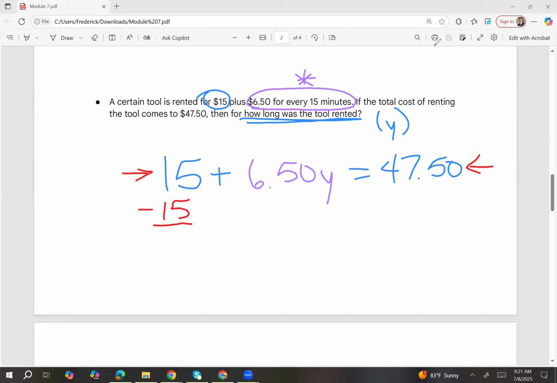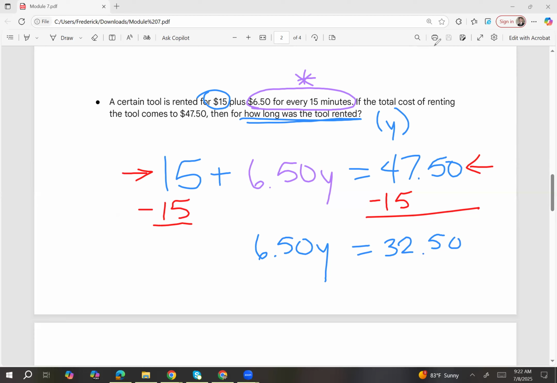I should write that 15 a little bit more aligned with the digits it would correspond to there. And doing that operation on the right gives us 32.50. You can do that in your calculator. You don't have to do that long form or by table format, but I did just want to align that for you in case you wanted to look at it that way. And then we're bringing down our 6.50y.